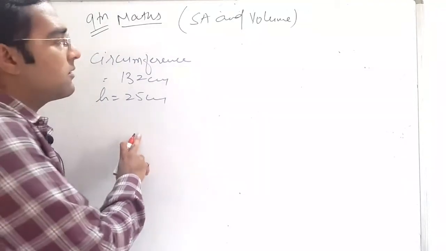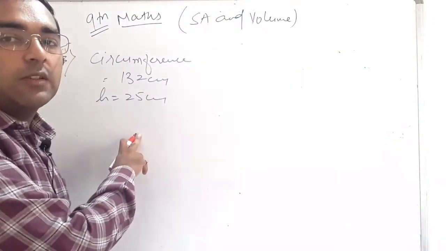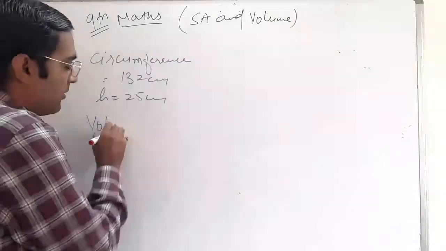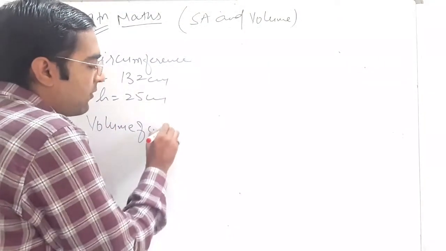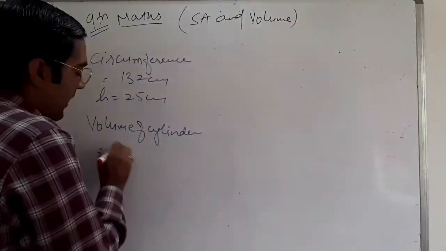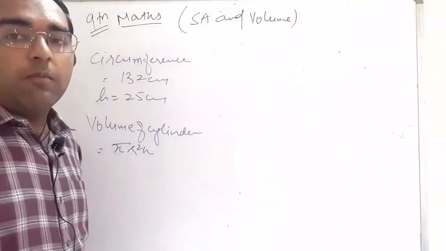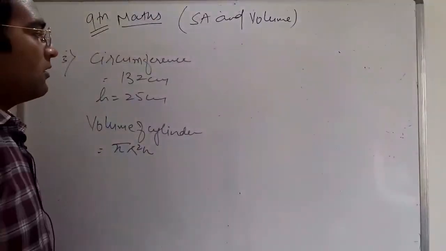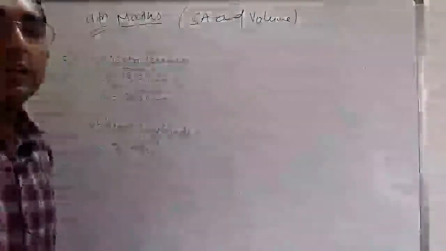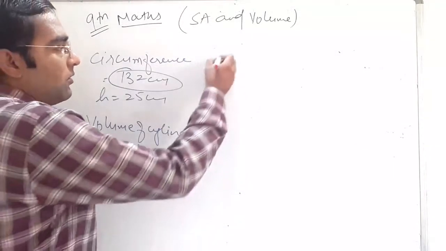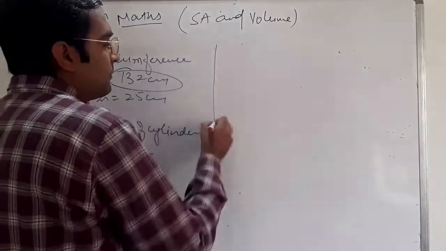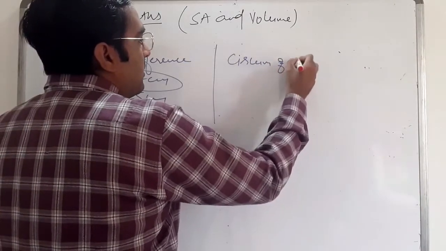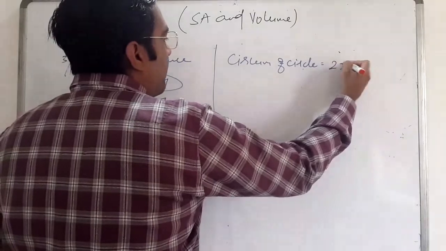Now in this statement we must have the radius to find the volume of the cylinder, because we know the formula for the volume of a cylinder is pi r square h. In that we must know the radius of the circle. So I'll find the radius from the circumference of the circle. The circumference of a circle formula is 2 pi r.